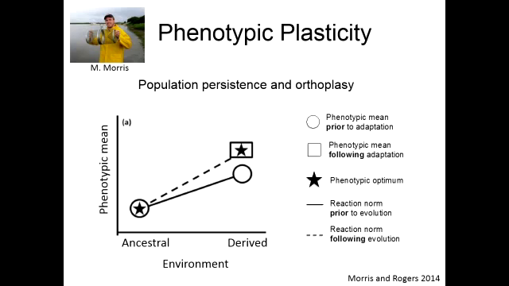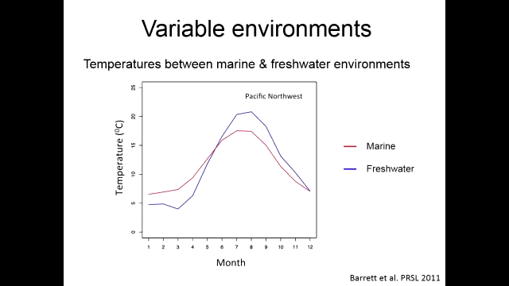The second prediction is in association with the evolution of plasticity. Following colonization of a heterogeneous environment, there's a nice prediction that plasticity should actually evolve in association with this new environment. So Matthew set out to test this in association with temperature changes between marine and freshwater environments. Where we work in the Pacific Northwest, we find that, generally speaking, the freshwaters are much more variable seasonally in association with temperature. So we tend to see lower lows and higher highs in association with these 2 environments.